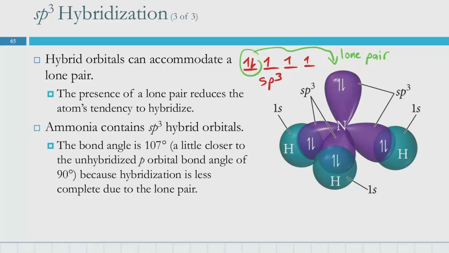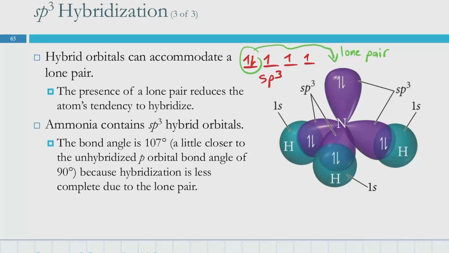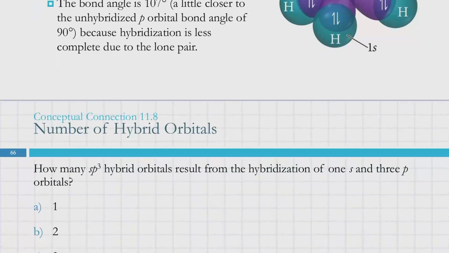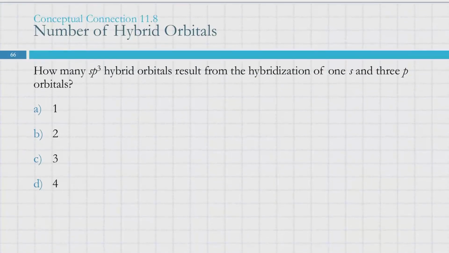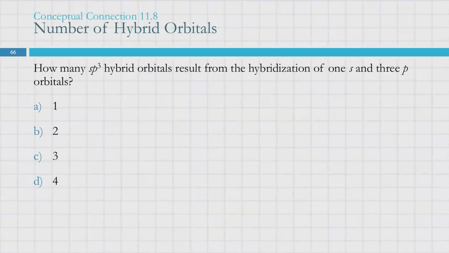Just for some explanation on that slide. How many sp3 hybrid orbitals result from the hybridization of 1 s and 3 p orbitals? N equals how many? How many are we blending together? How many are we hybridizing together? 4.